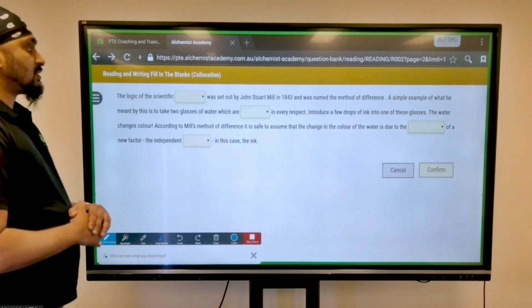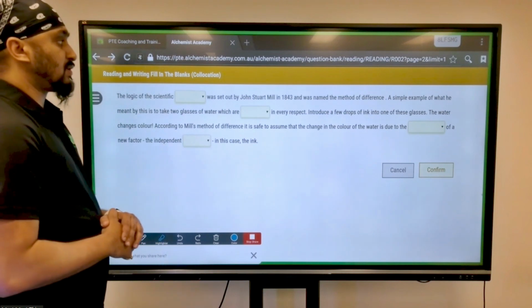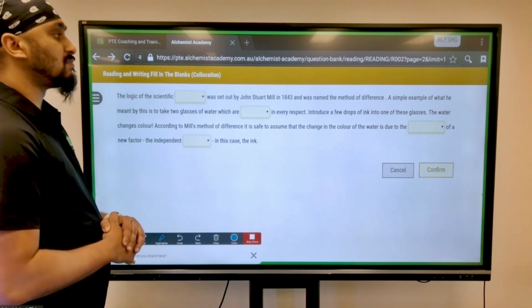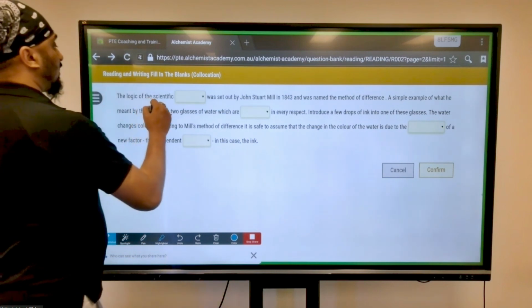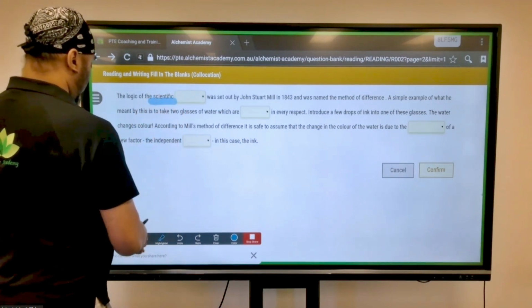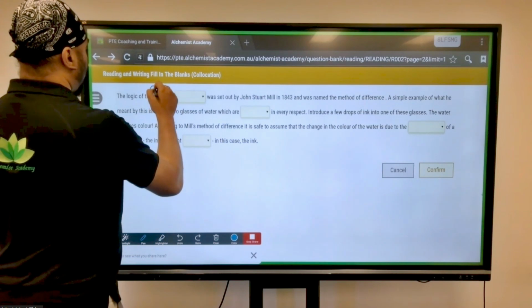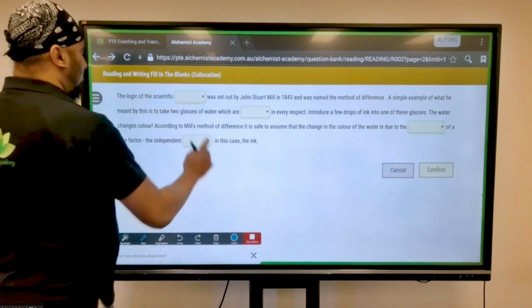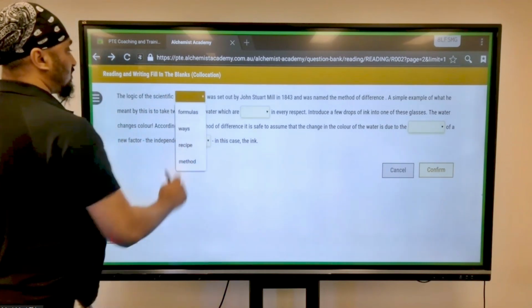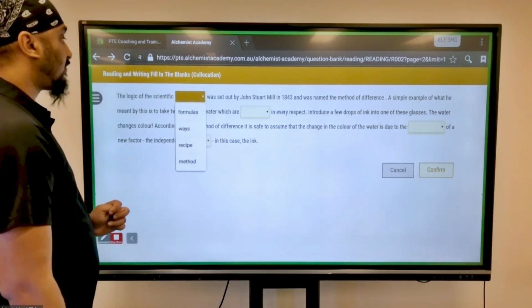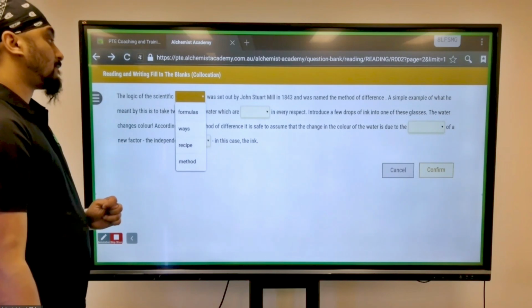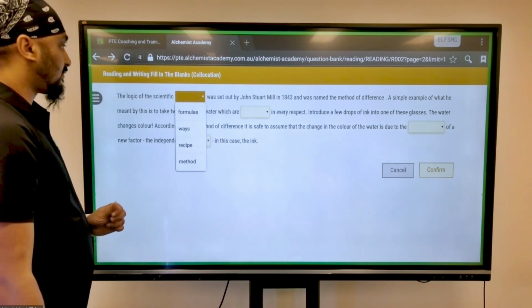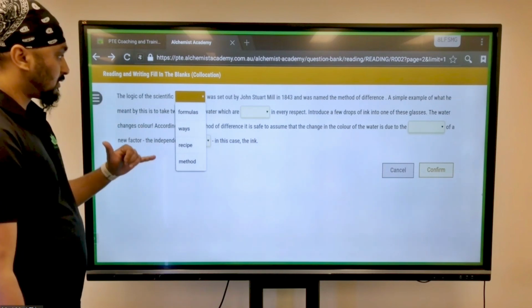The logic of the scientific dash was set up by John Stuart Mill in 1843 and was named the method of difference. Scientific, that's an adjective. So let's have a look what makes more sense. The scientific formulas, maybe, and was named the method of difference.